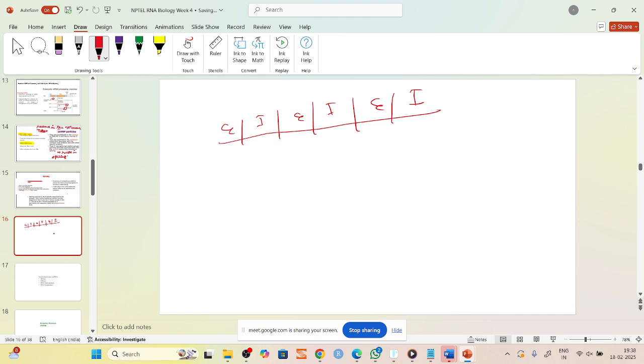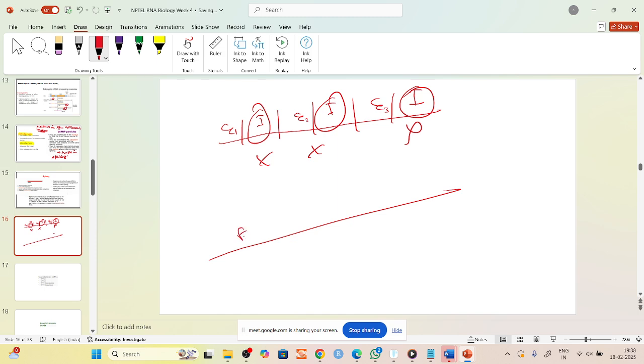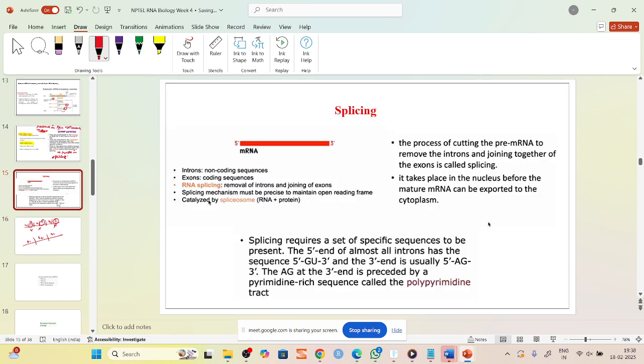Now, these intronic sequences have to be removed from the mRNA. Suppose it is E1, E2, and E3, then it becomes E1, E2, E3, with all the introns removed. So this removal of introns is known as splicing. We are splicing out the introns. It takes place in the nucleus before the mature mRNA can be exported to the cytoplasm.